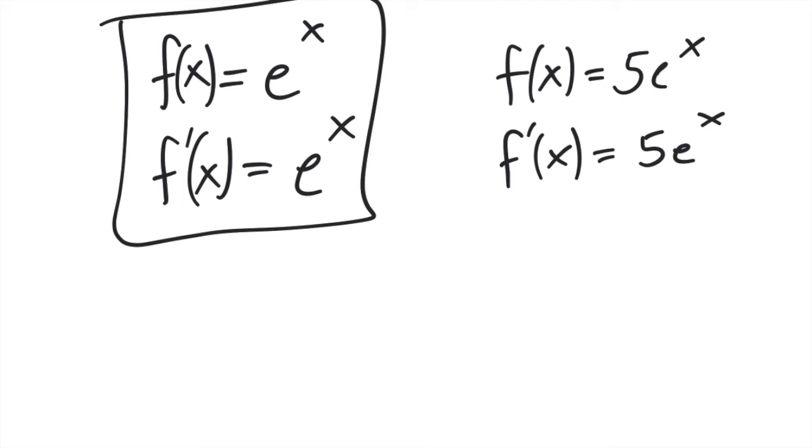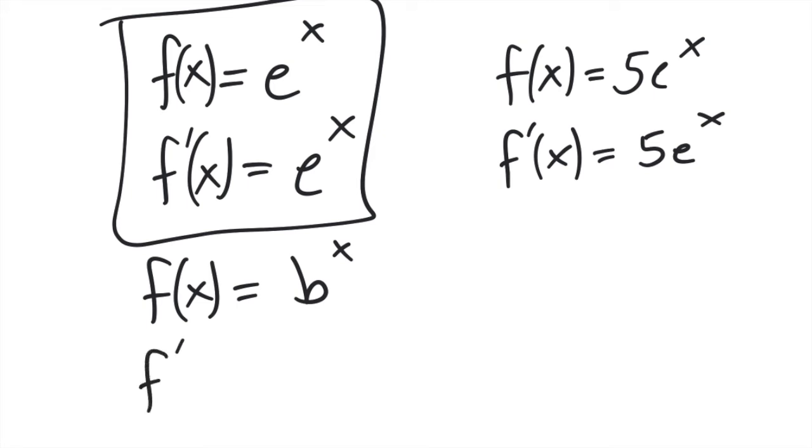Now, that's because e is a really special number, and that is not always the case for just some generic b to the x, okay? But the function b to the x behaves pretty similarly.